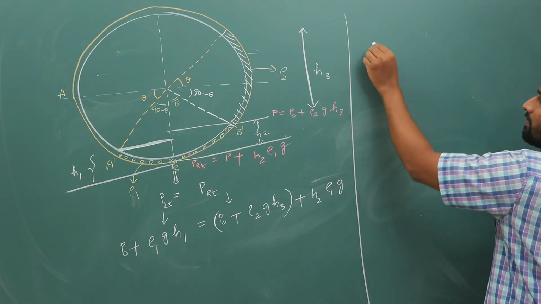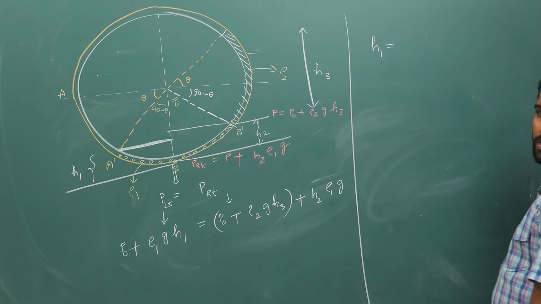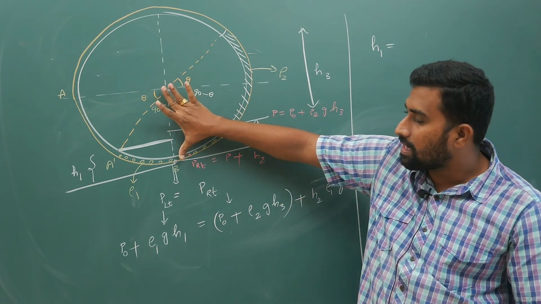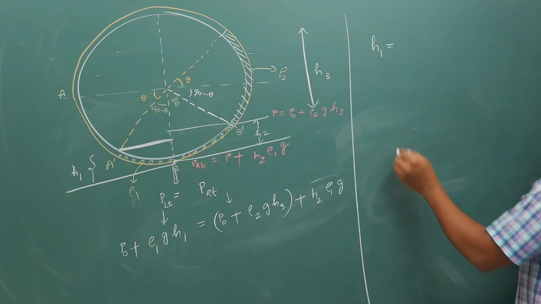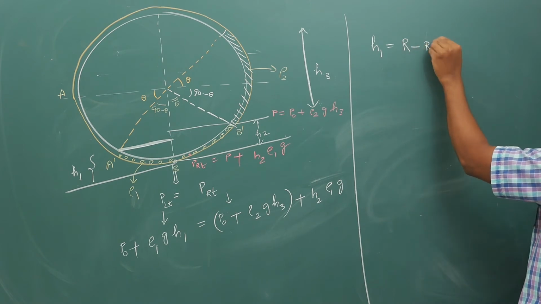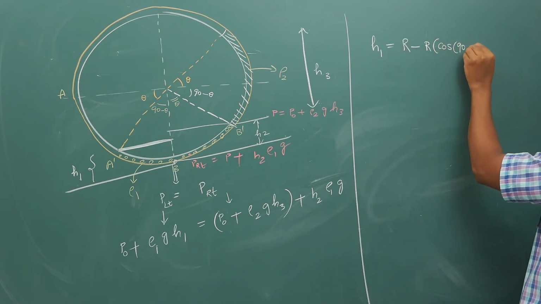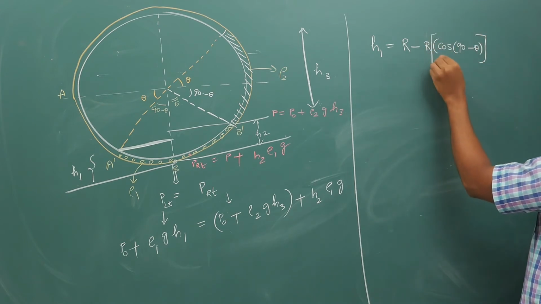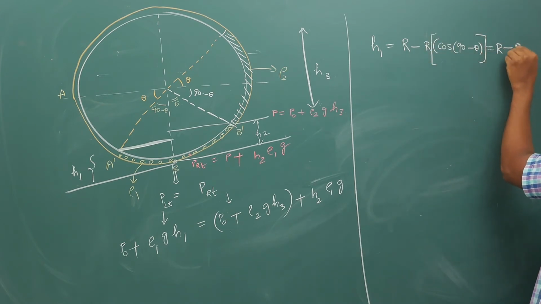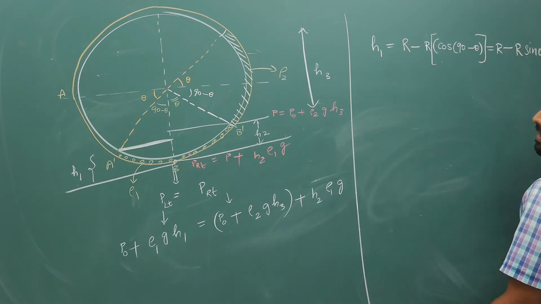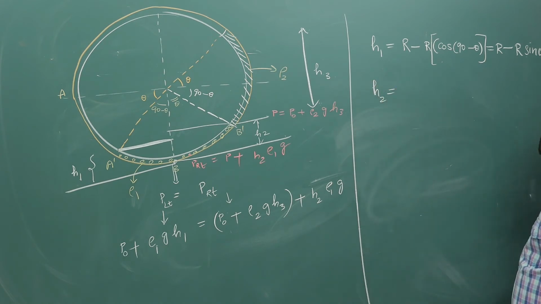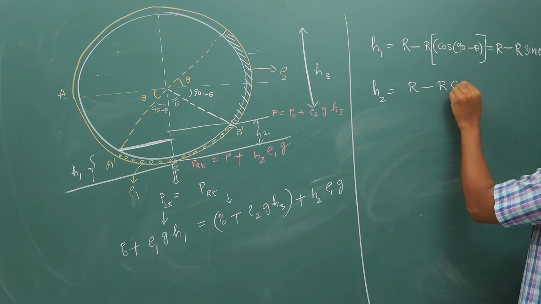Your h1 value: your total height value is r, and this is r minus r cos of 90 minus theta, it is adjacent side. Your h1 is r minus r cos of 90 minus theta. Cos of 90 minus theta is sin theta, so h1 is r minus r sin theta. Next, your h2 is r minus r cos theta.